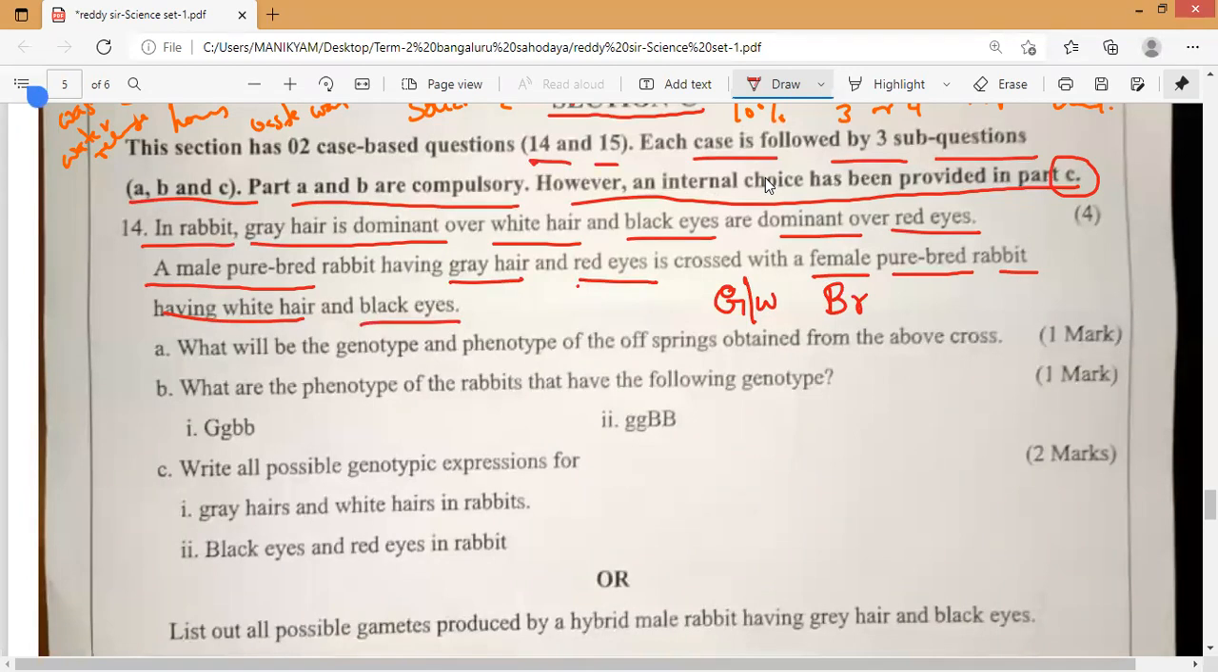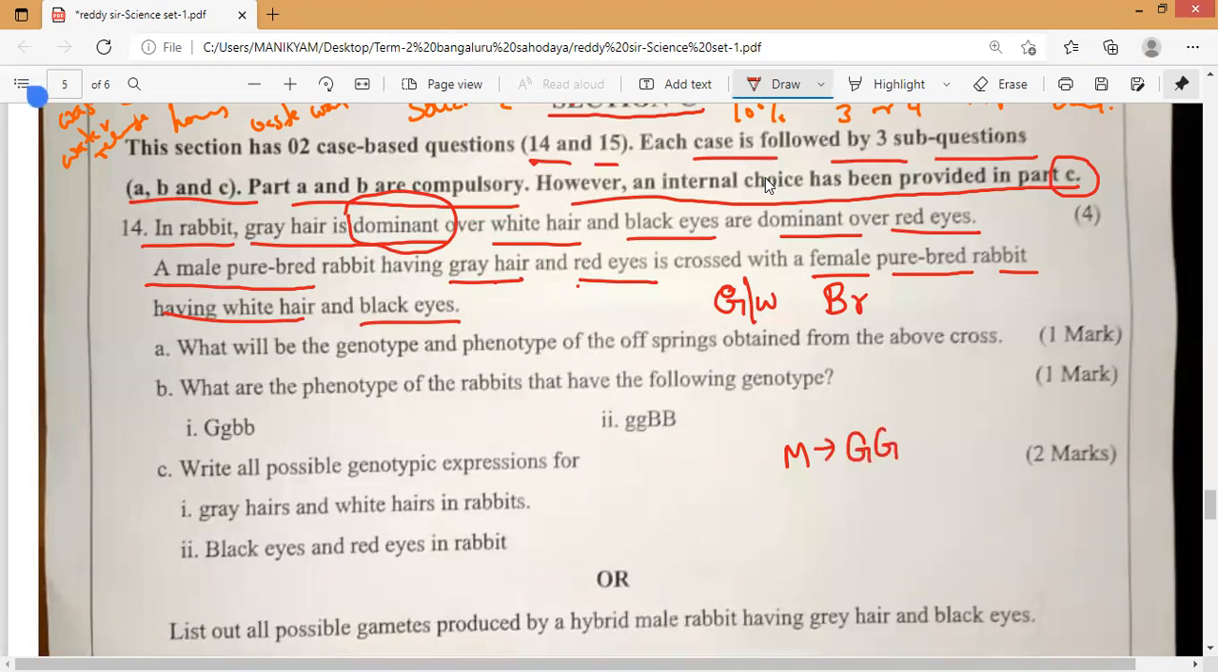Can anybody say what is the naming of this one? So male and female. Now if you notice it, male contains two characteristics. One is the color of the hair and the other is the color of the eyes. Both you have to remember. So now here a male purebred having gray hair. Gray hair is dominant or recessive? Gray hair is dominant, so it will be capital. Correct or not?